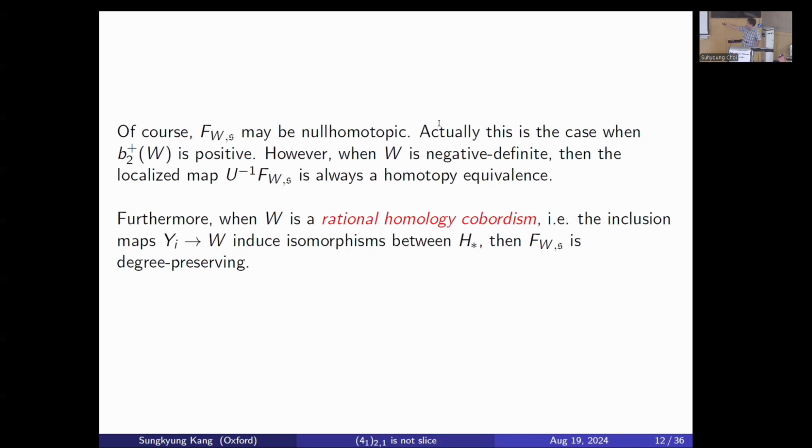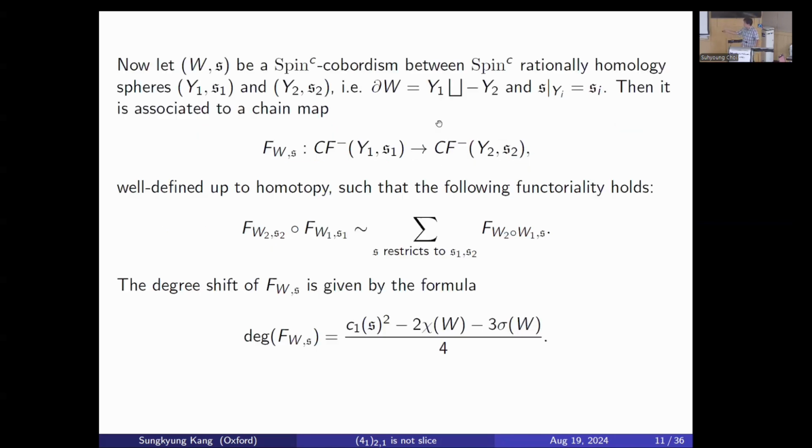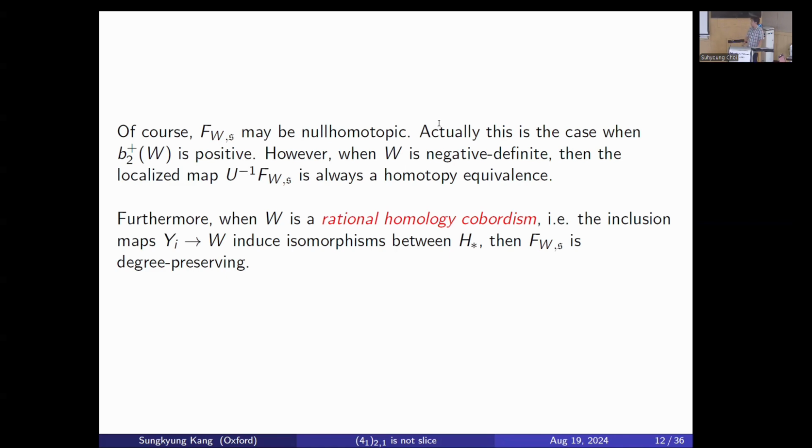And so nice that if you localize at U, so that you get a chain map between localized Heegaard Floer homologies, it always becomes a homotopy equivalence for every spin-C structure. And furthermore, if W is a rational homology cobordism, then you can directly prove from this formula that your map is degree preserving.